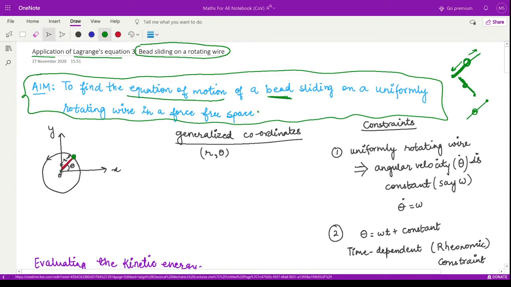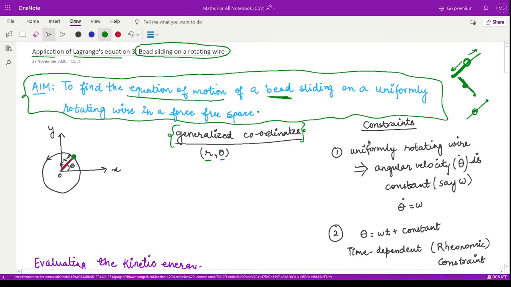Now we have to select the generalized coordinates which can independently represent the complete information about the system. So I can choose r and theta to be the generalized coordinates, where theta is the angle which this rod makes with the x-axis, and r is the distance of this bead from the origin.